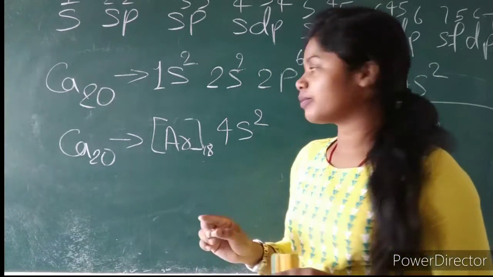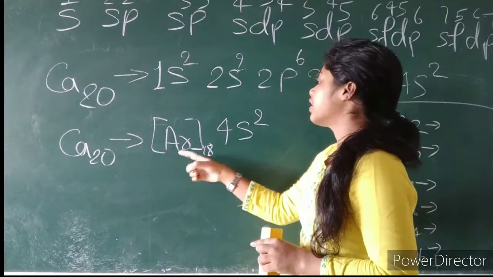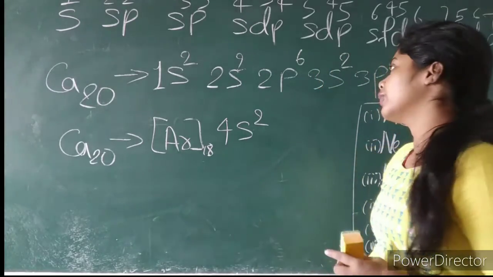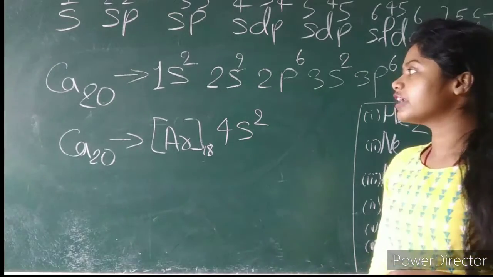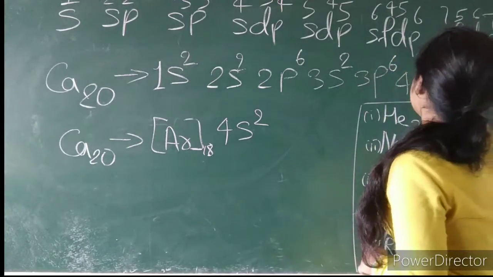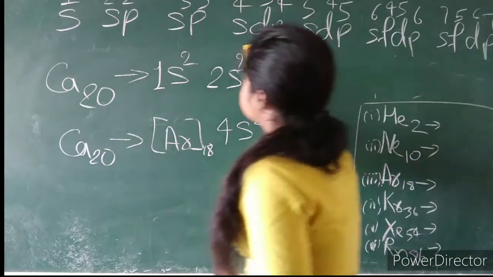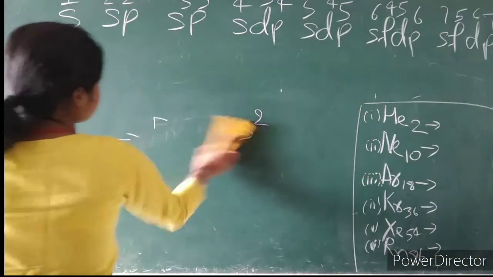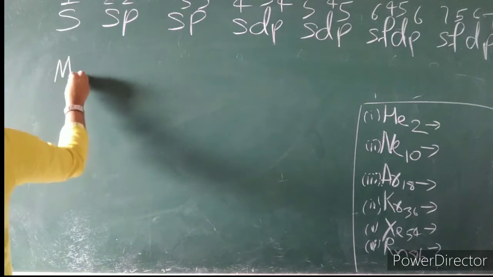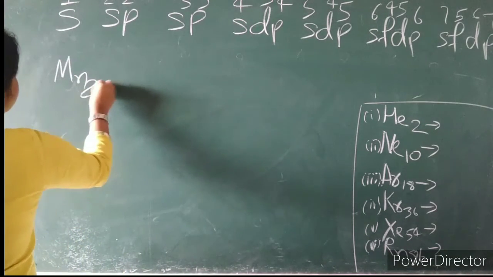Okay students, getting the points? Calcium becomes argon 18, 4s2. Yes, very nice. Let's take one more example. Let's take the example of manganese, with atomic number 25.